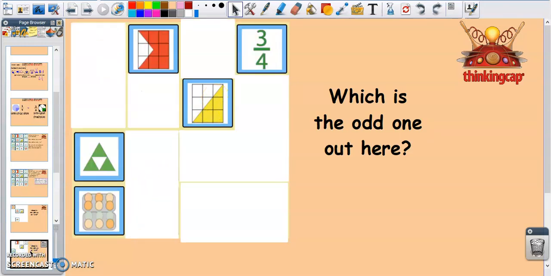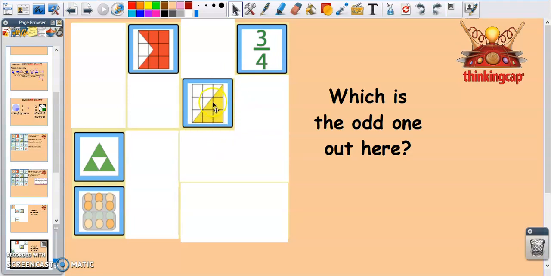Let's try another one. Have a little bit of a look here. Which is the odd one out now? Pause the video and have a go. Welcome back again. Did you find it? I wonder if you've noticed actually, it's the same one that's the odd one out again.